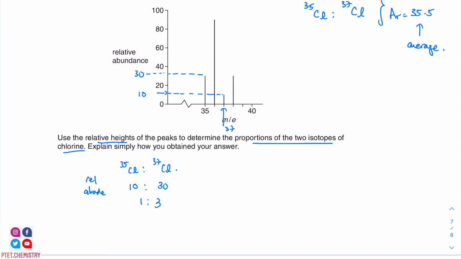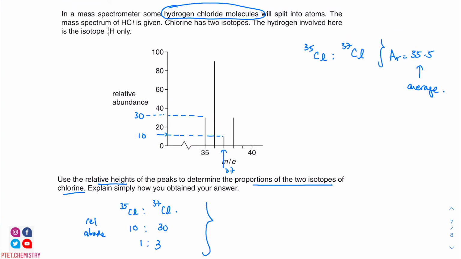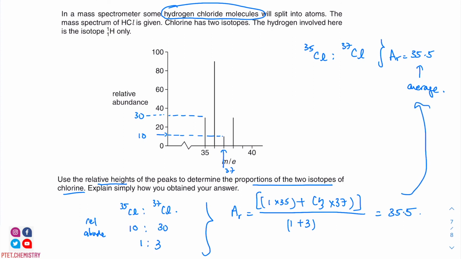Explain simply how you obtain the answer: you just look at the relative abundance, really. They didn't tell you to, but I'm just going to work out the relative atomic mass of chlorine now that I have the ratio. These are ratios, not percentages. When you convert to percentage, this will be 25%, this will be 75%. But you do not need to convert to percentage, because you can work with the relative abundance, dividing by the sum of the relative abundances, and you will get 35.5, which is what you see from the periodic table.